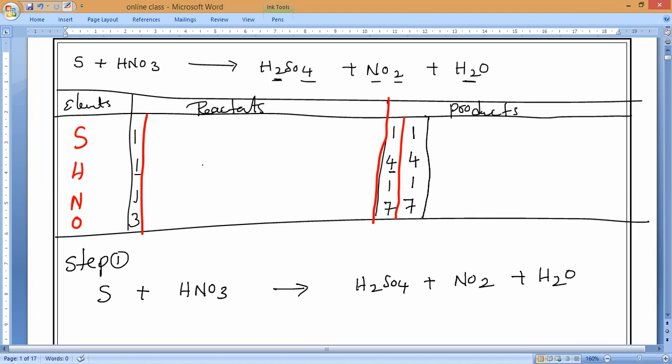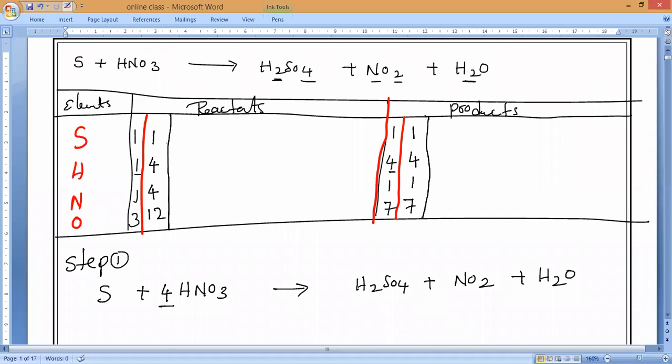Now hydrogen: this side 4, but this side 1. So 1 has to become 4. Which number do we multiply by? 4. Very good, so I multiply by 4 here. Have you noticed? I tried to balance the hydrogen, but nitrogen and oxygen also became imbalanced. Now sulfur 1, hydrogen 4, nitrogen 4, oxygen 4 times 3, which is 12. Clear, everyone?